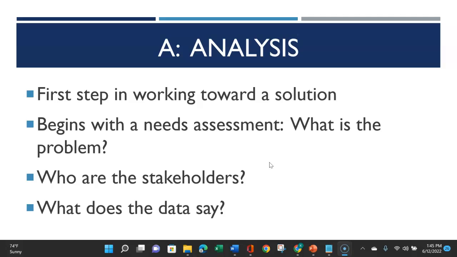So let's discuss the ADDIE steps a little more. The analysis step is the first step in finding a solution. We begin with a needs assessment, looking at what our problem is. And we also want to identify stakeholders and look at all the data surrounding this issue.